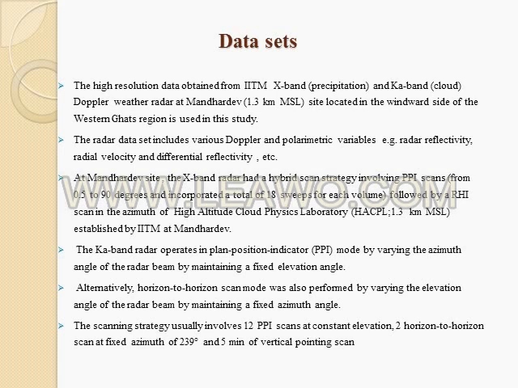The X-band radar had a hybrid scan strategy involving PPI scans from 0.5 to 90 degrees, from horizontal to vertical, with a total of 18 sweeps in each volume. These are followed by RHI, the range height indicator, in the azimuth of HACPL, the High Altitude Cloud Physics Laboratory, which is mounted at 1.3 kilometers above mean sea level, and was established by the Indian Institute of Tropical Meteorology at Mandhardev.